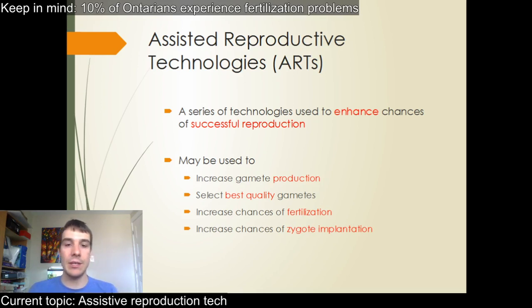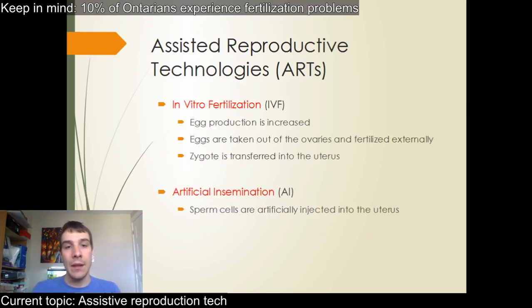You can also increase the chances of fertilization, so you can get drugs that, like I said before, increase the release of the eggs, or increase the speed at which it moves through the tubes or something like that. And you can have drugs that increase the chance that the zygote itself implants onto the uterine wall and forms the placenta and all that stuff. So there's drugs and technologies to support every step of the process, essentially. So they're usually used to make up for whatever is lacking.